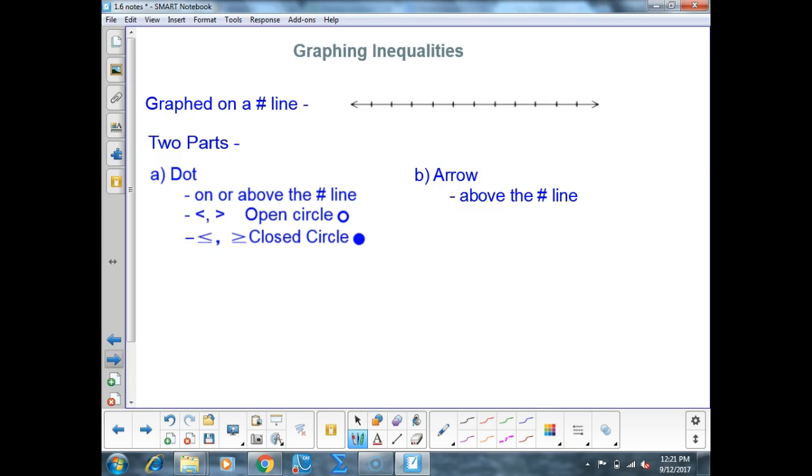If you're dealing with the equals cases, so less than or equal to, greater than or equal to, you fill in that circle, that dot. If you're dealing with just less than or greater than, you leave that dot unfilled. You just draw a circle. Then you have the arrow part. And I'll show you how or why the arrow goes above the number line in a minute. So let's deal with that whole x is less than 4 problem that we just did.